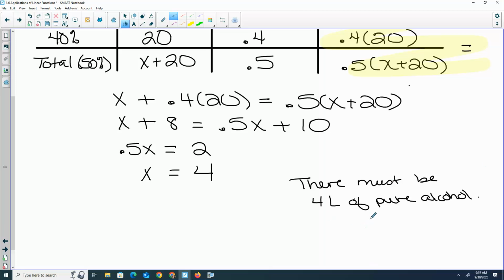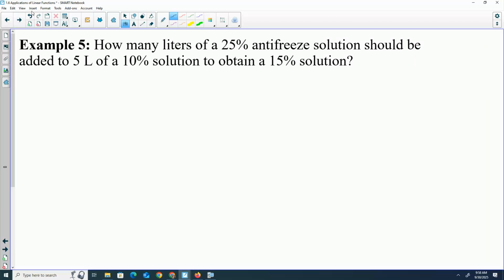Any questions on this? So I strongly recommend the table. We're going to use this when we solve other types of problems as well. Just anytime we have a lot of information, it is very helpful for organizing it. So our next question, how many liters of a 25% antifreeze solution should be added to 5 liters of a 10% solution to obtain a 15%?